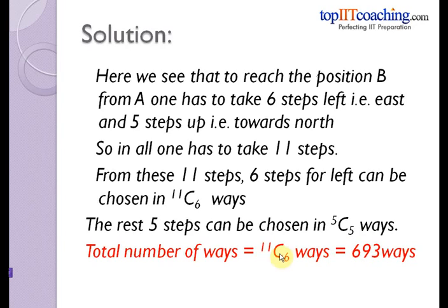Again we see that to reach position B, one has to take 6 steps towards the east and 5 steps towards the north. Now in all there are 11 steps. From these 11 steps, one has to choose 6 steps for the left, and that can be done in 11C6 ways. The rest of the 5 steps, that is for the north, can be chosen in 5C5 ways, and that is equal to 1. So the total number of ways becomes 11C6, and that is equal to 693.